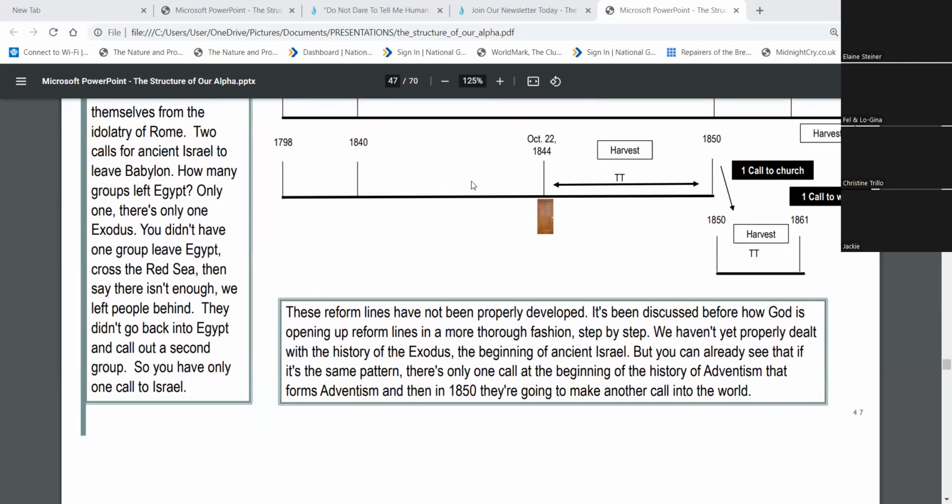These reform lines have not been properly developed. It's been discussed before how God is opening up reform lines in a more thorough fashion, step by step. We haven't yet properly dealt with the history of the Exodus, the beginning of ancient Israel. But you can already see that if it's the same pattern, there's only one call at the beginning of the history of Adventism that forms Adventism, and then in 1850, they're going to make another call into the world.